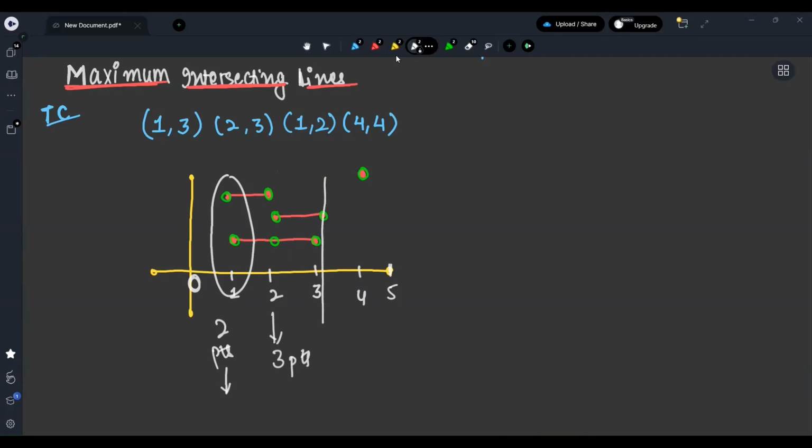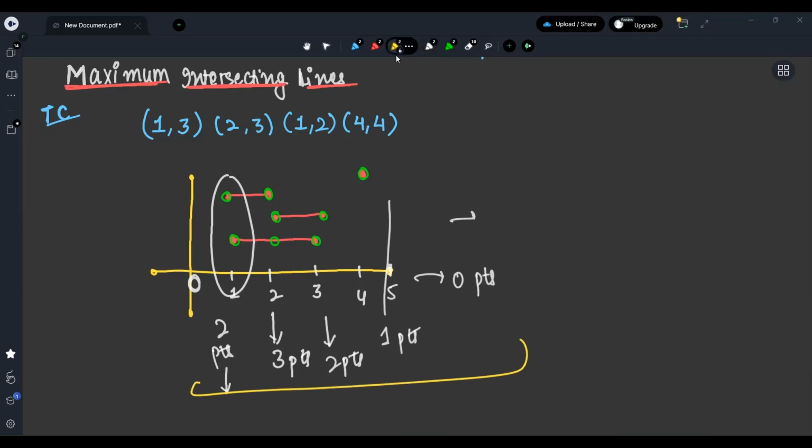When a line is drawn at 3, it will generate 2 intersecting points. When a line is drawn at 4, it will generate 1 intersecting point. When a line is drawn at 5, it will generate 0 points. Similarly, for 6, 7, it's 0, 0, 0. Now you have to find the maximum of all of them. So the maximum of all of them is 3. That means at line 2, we have 3 intersecting points. So the answer is equal to 3.